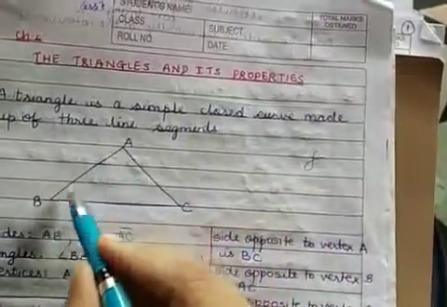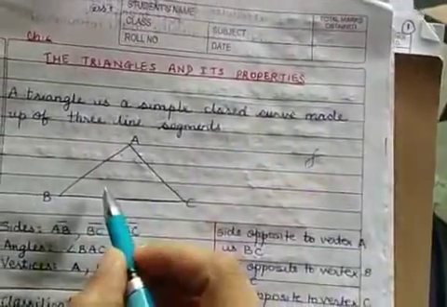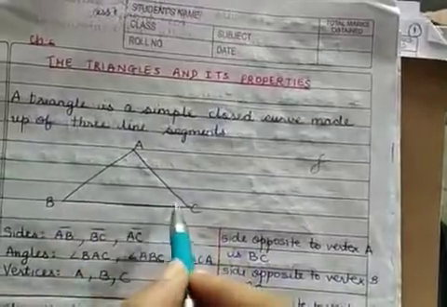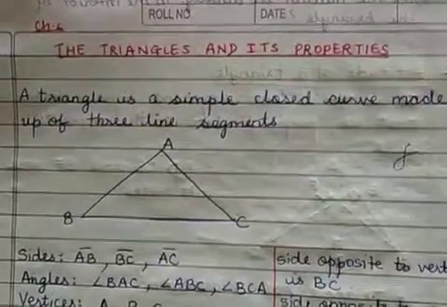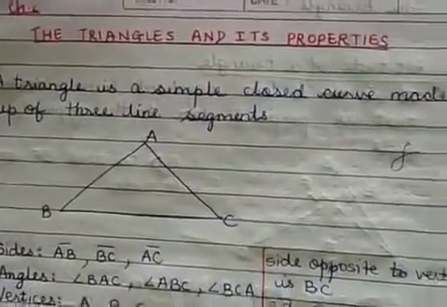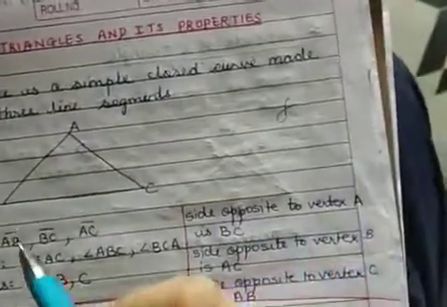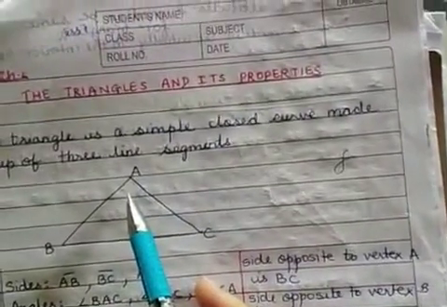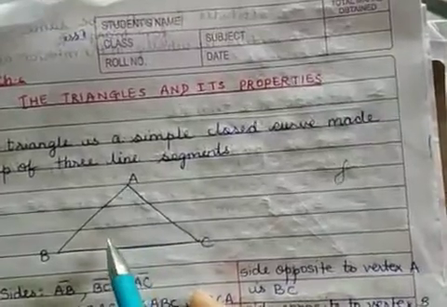Simple curves are curves which don't cross each other. So you can say this is a simple curve. It is a closed curve. Yes, it is closed and it is entirely made up of line segments. Now, you know that a triangle has three sides, three angles and three vertices.